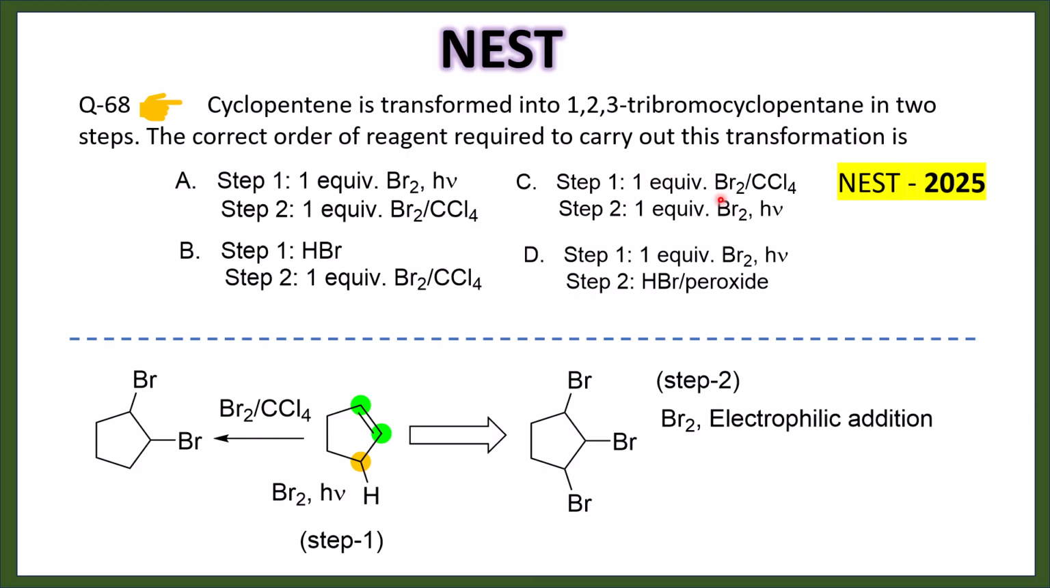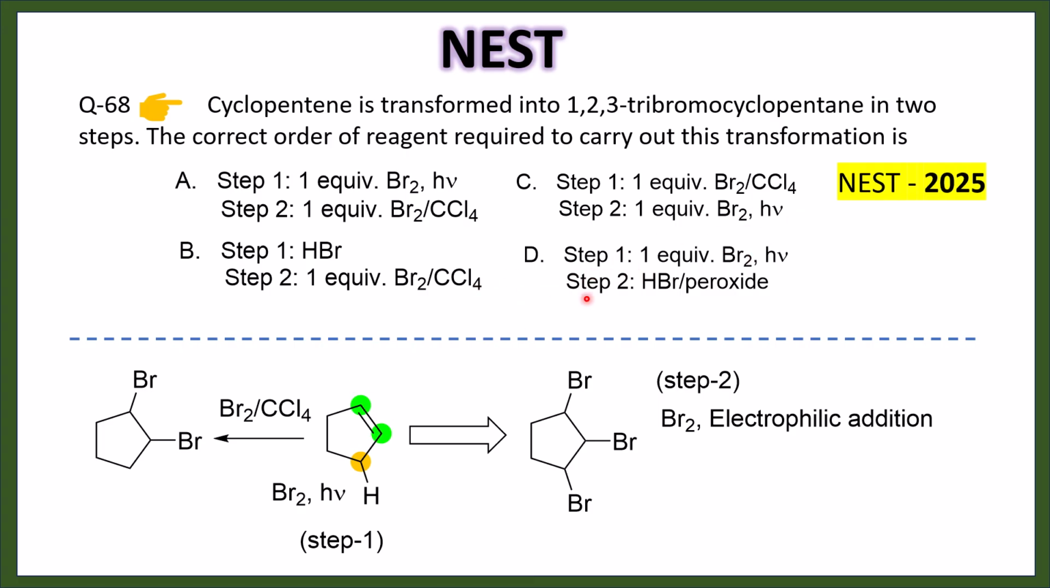Again, as initially the HBr addition happens, there is no double bond left to undergo addition. In option C, step 1, Br2/CCl4, again if dibromination happens, then the third bromination does not happen because no allylic double bond is present. So this condition is not right.